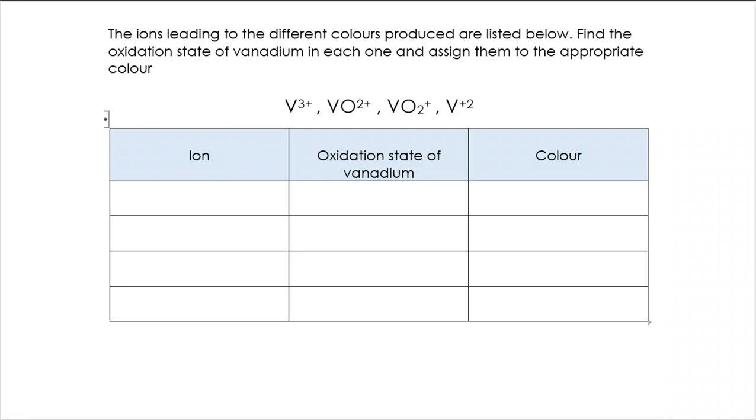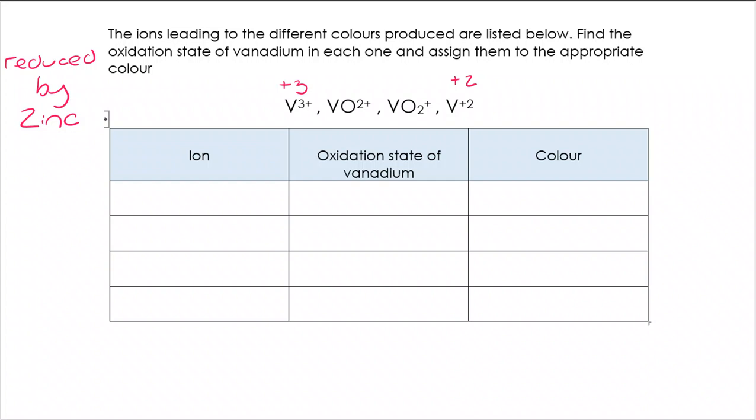Remember that we are reducing our vanadium compounds using zinc. So if we're reducing with zinc, that means that the oxidation state of vanadium is going to go down in this practical. So let's work out what the oxidation states are of vanadium in each of the 4 species above. V3+ and V2+ are +3 and +2, nice and simple.